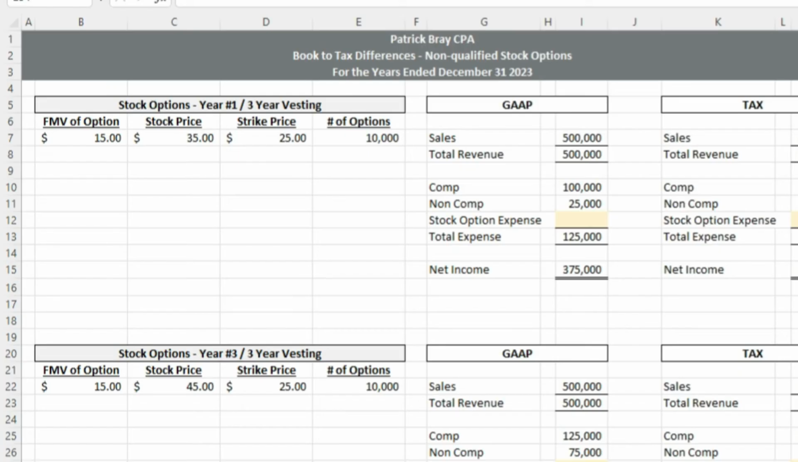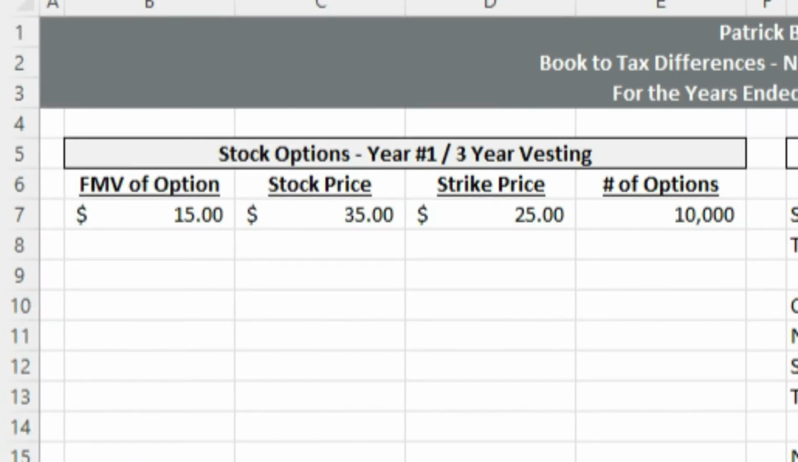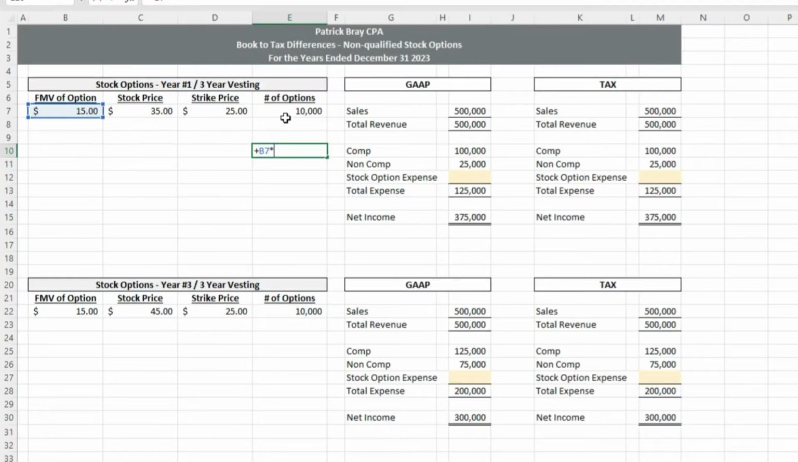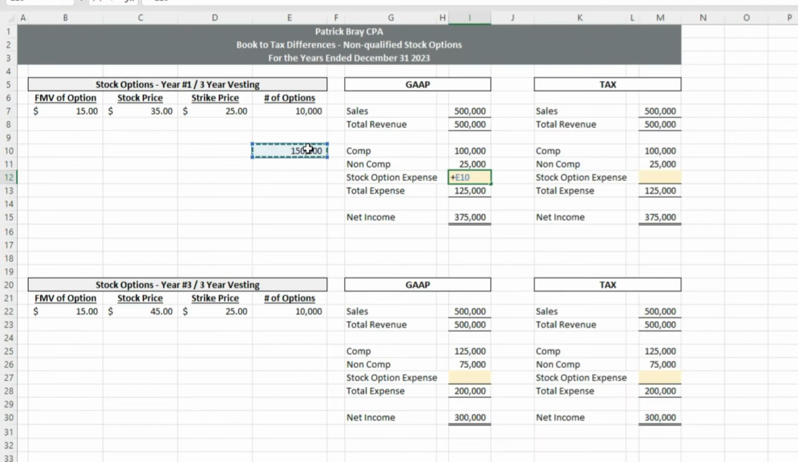So in this example, we have a 3-year vesting period. Our fair market value of the options that were issued is going to be $15 times 10,000 shares. We have $150,000 of options that have been granted that we need to amortize over the vesting period of time. And with the vesting period of time being 3 years, it's going to be $50,000 a year of expense. So I'm going to take the $150,000 value, divide it by 3. I have my stock option expense from a GAAP standpoint of $50,000.